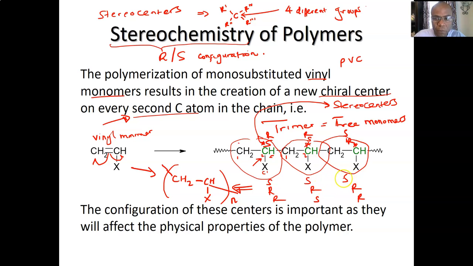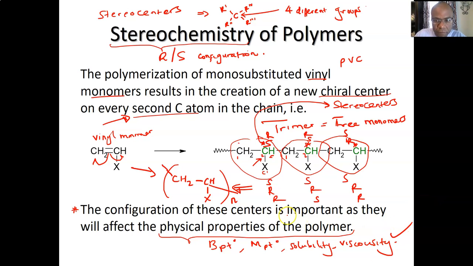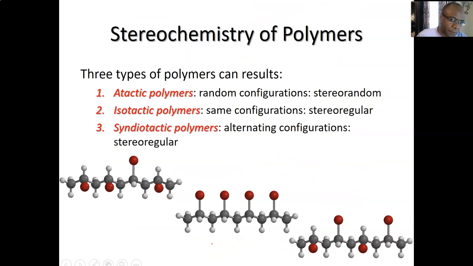And because of those different ways, we can define the type of stereo polymers that we end up with. So the configuration is important because that's going to affect the physical properties of the polymer. Remember, I told you physical properties: boiling point, melting point, solubility, and even viscosity. Stereochemistry affects all these physical properties.